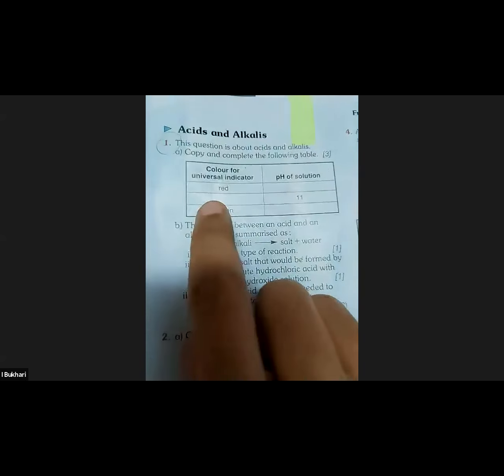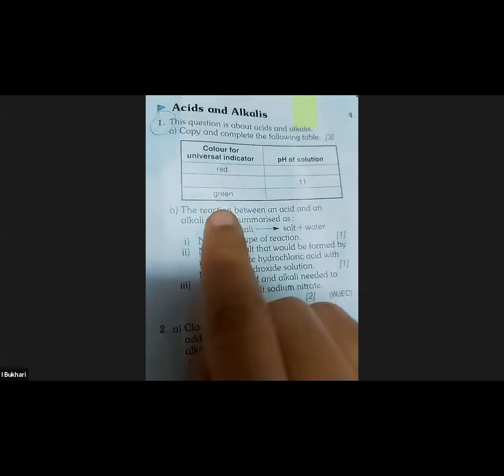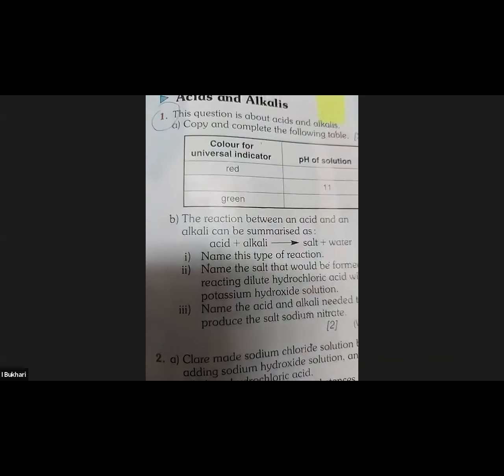Okay, what color here for pH 11? Blue or purple? Are you sure? Okay, blue. Yeah, purple is 14. Okay. Then part B.